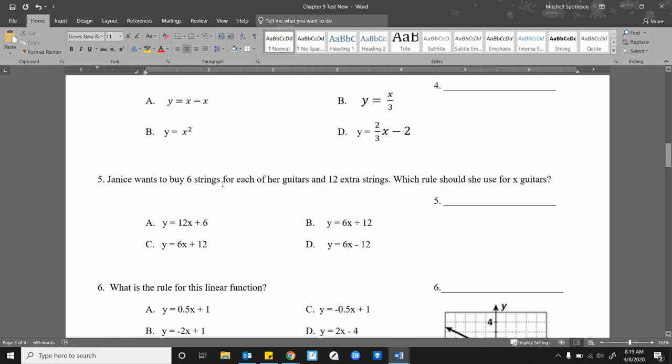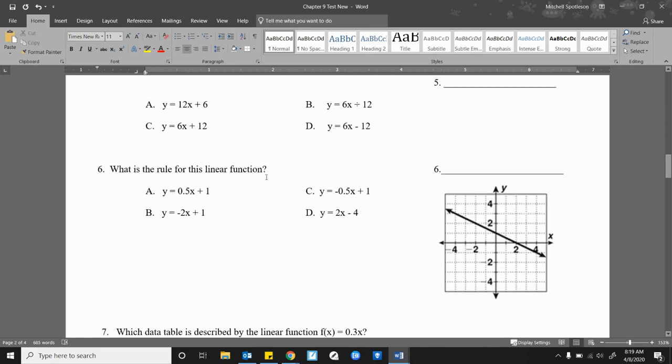Number 5 wants you to write an equation. Janice wants to buy 6 strings for each guitar. That's the huge part, that word each. And then 12 extra strings. Again, here's another one: what is the rule for this linear function? You're going to have to find the slope and the y-intercept.